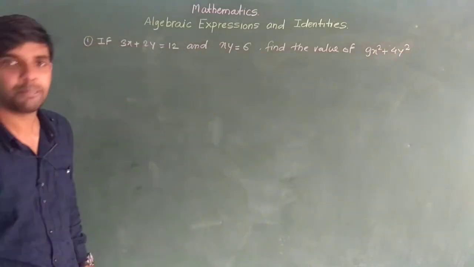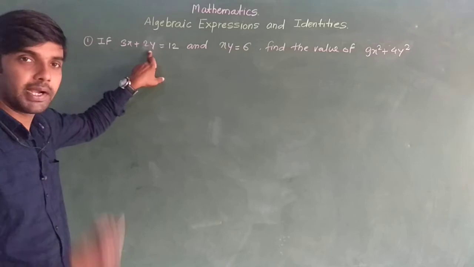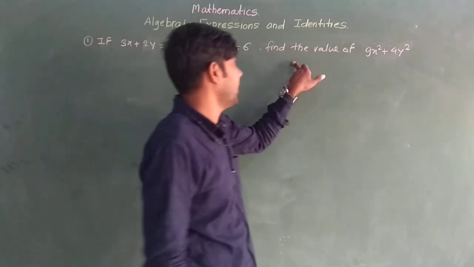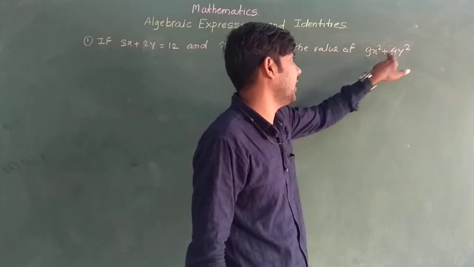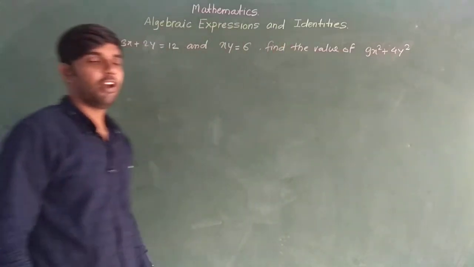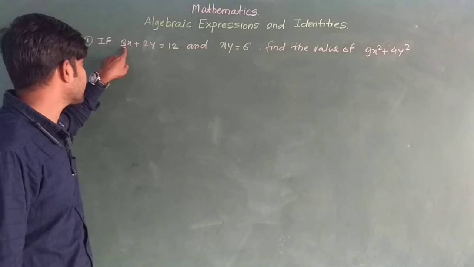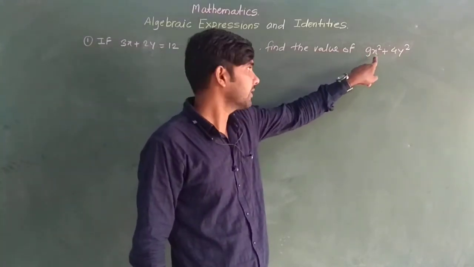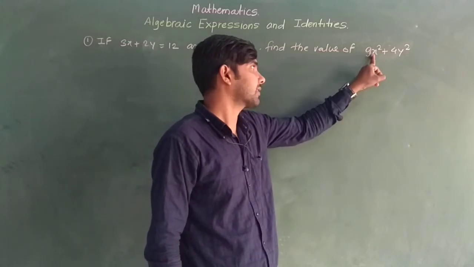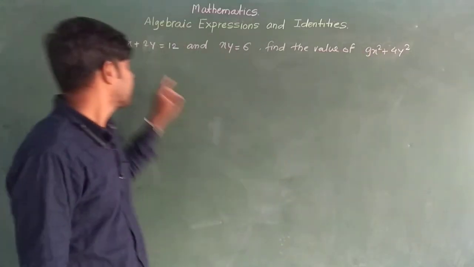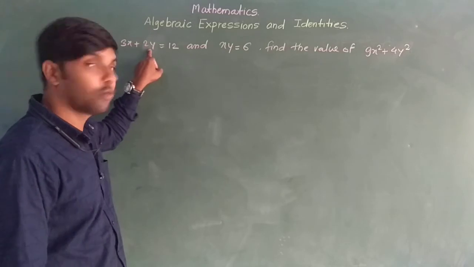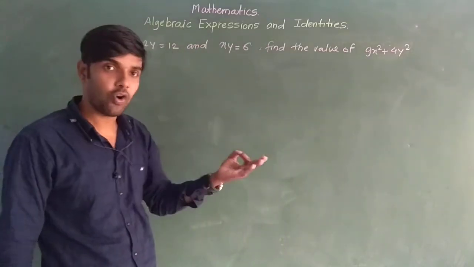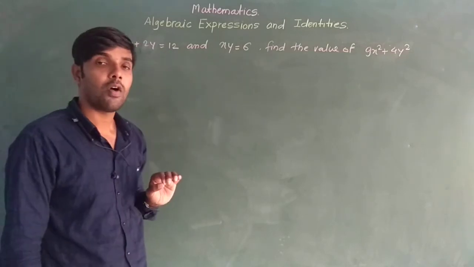So again it's very simple. Look here, 3x and 2y, two terms are there, first term and second term, and in the question we have to find out the value of 9x square plus 4y square. If we observe the question, the square of 3x is equal to 9x square. That is, the 9 is the square of 3 and x square is the square of x. Second term, the square of 2y is equal to 4y square. Square of 2 is equal to 4 and square of y is equal to y square.